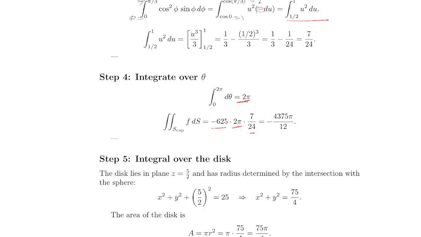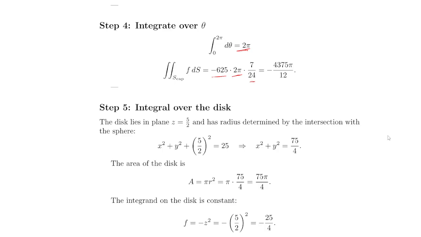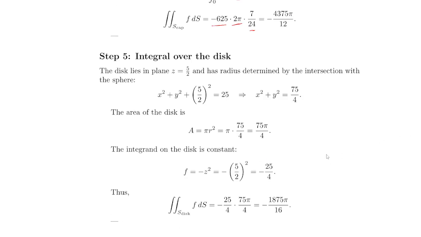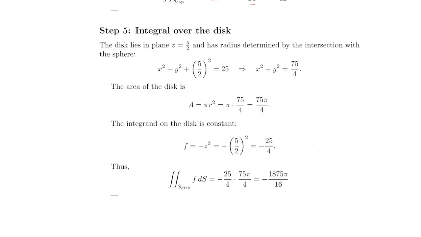Now we want to integrate over the disk. So we were doing the spherical cap. Now we just need to think of it as the base, the bottom of the surface. For this one, we use x squared plus y squared plus z squared equals 25 and replace z with 5/2. Simplify to get x squared plus y squared equals 75 over 4. And now we can find the area of the disk. Remember, x squared plus y squared equals r squared. If r squared is 75 over 4, then the area of the disk is pi r squared.